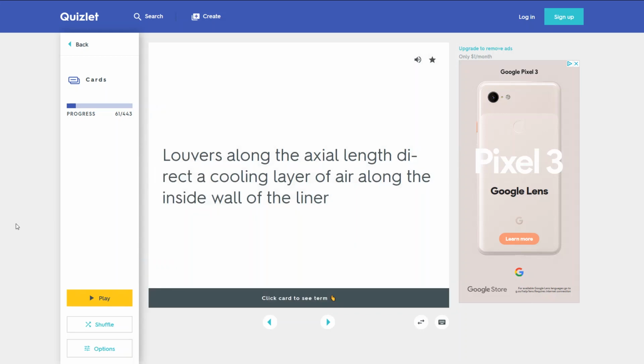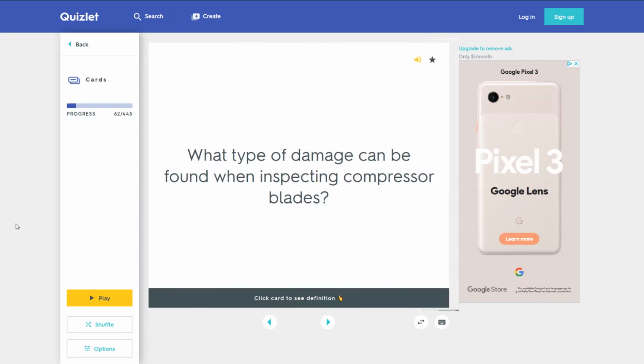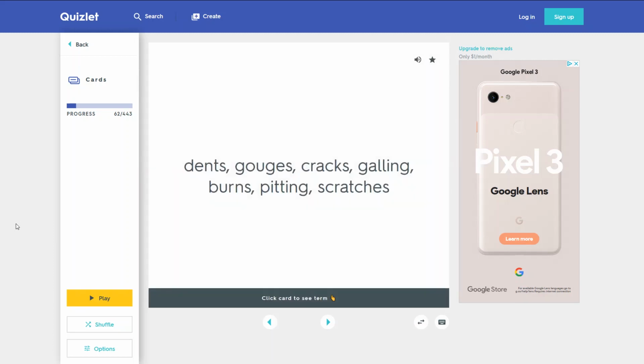Louvers along the axial length direct a cooling layer of air along the inside wall of the liner. What type of damage can be found when inspecting compressor blades? Dents, gouges, cracks, galling, burns, pitting, scratches.